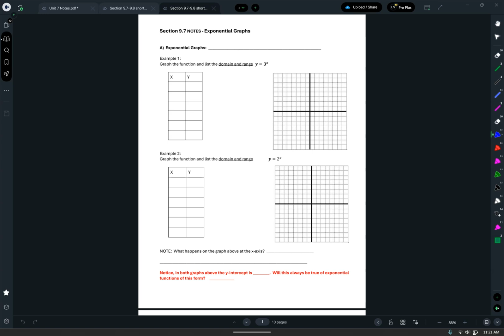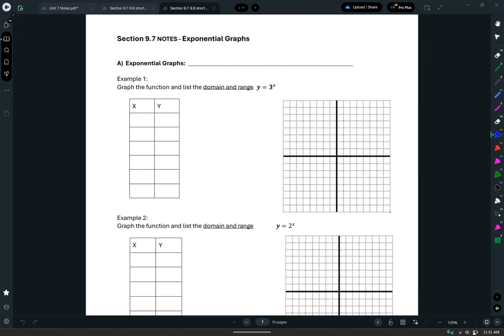This is section 9.7 in Algebra 2. It's all about exponential graphs. Okay, so we know several parent functions from earlier this semester.